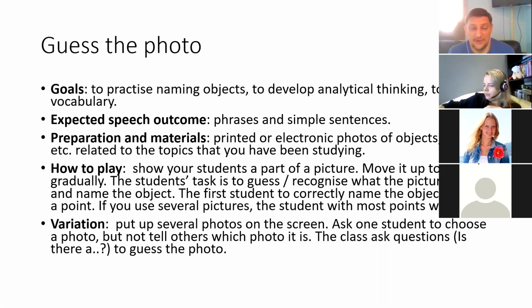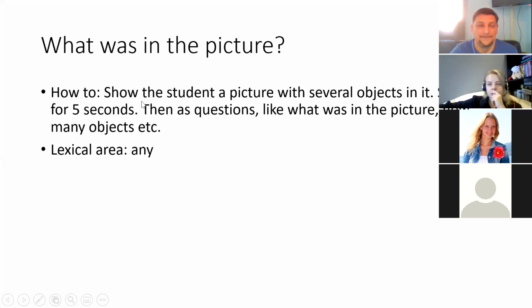Another option is this. You can put up several photos on the screen and you ask one student, or you can ask this student, if that's a one-to-one lesson, to choose a photo, but not tell others which photo it is. Then you ask the student questions to guess the photo, or alternatively, you think of a photo, and the student needs to ask questions to find out what photo it is. So in this way, you can program what objects the student is going to use, what words he's going to use, and so on.